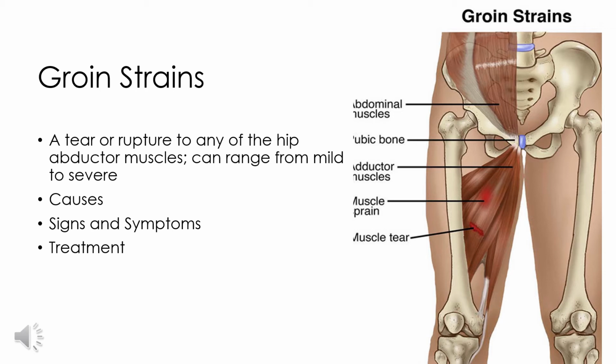A groin strain is a tear or rupture to any of the hip abductor muscles and can range from mild to severe. Causes include sprinting or changing direction quickly, resistance during rapid leg movements such as kicking, or overstretching. Signs and symptoms include groin pain and tenderness, muscle spasms or tightness in the groin area, and discomfort with walking or running. Treatment includes compressing the thigh with a bandage or tape, NSAIDs, and icing the inside of the thigh.